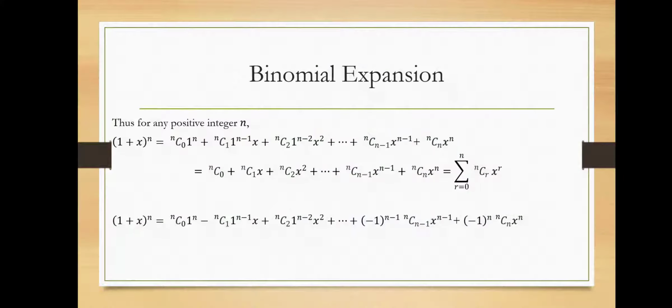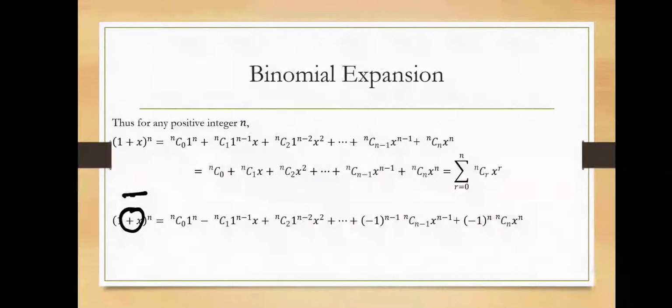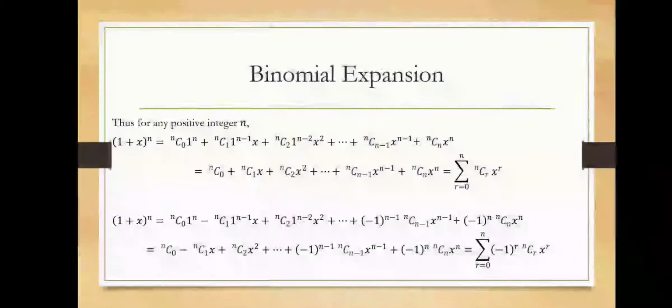Same with 1 minus x. I should have written it as 1 minus x. So (1 - x)^n is nC0 1^n and so on with alternate plus and minus signs, and it will go till x^n. If we want, we can condense it down to (-1)^r nCr x^r.